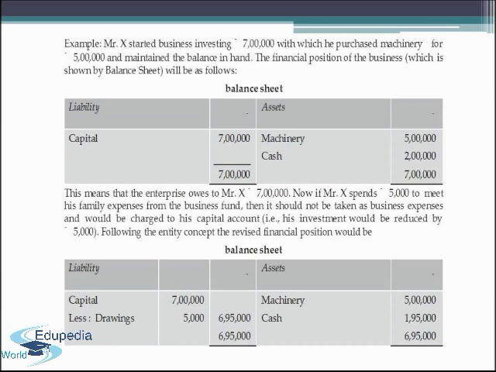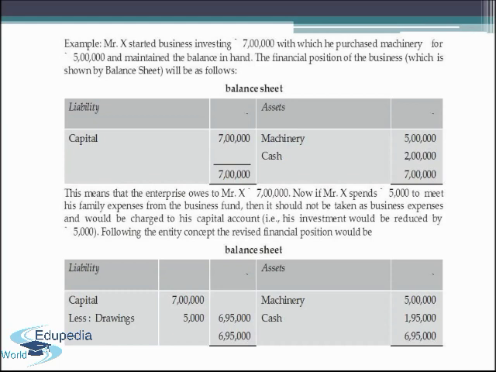Now this means that the enterprise owes to Mr. X rupees 7 lakh. The business is having the liability to pay back rupees 7 lakh to Mr. X, which he has invested in the business, because Mr. X is a different entity and the business is a different entity. Though Mr. X is the owner of the business, but due to this entity concept, we consider the business as a different entity and Mr. X as a different entity. So the 7 lakh which Mr. X has invested in his own business is the liability of the business to pay back to Mr. X.